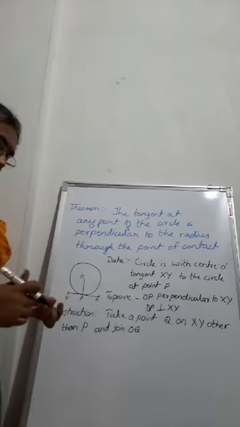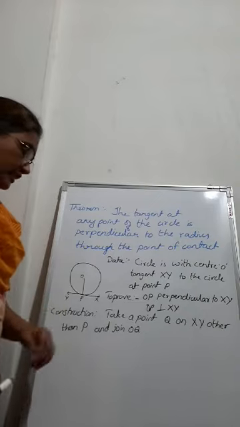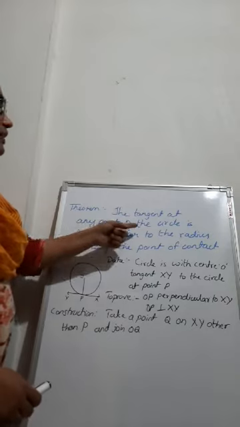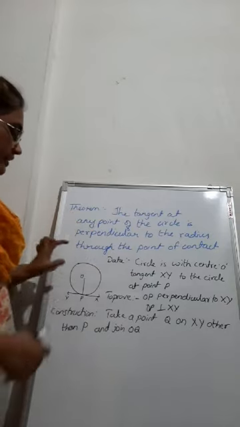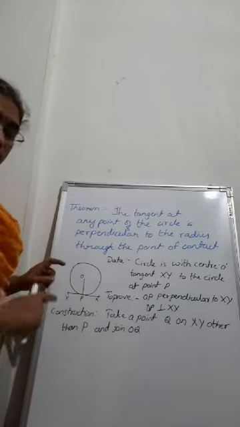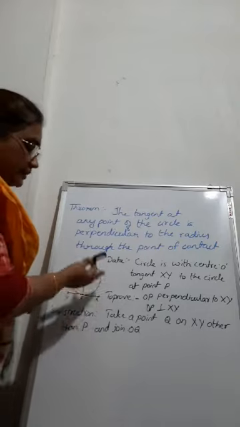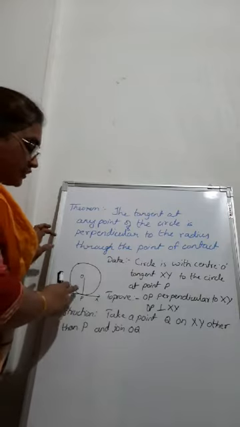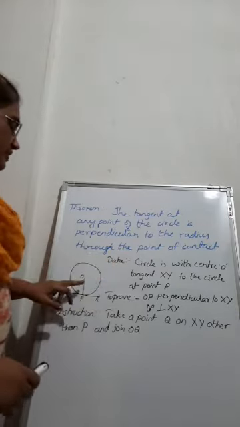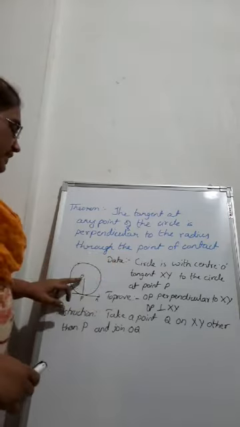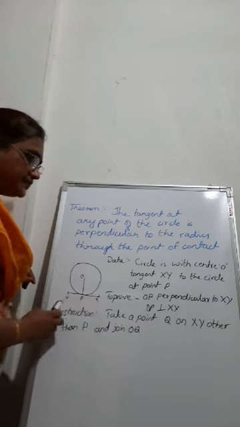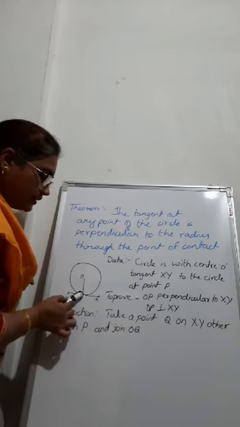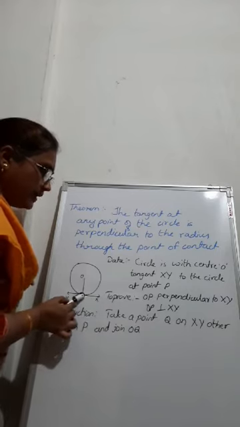Now we will prove the theorem. See, first we have to write the data. What they had given: the tangent at any point of the circle. So here we had taken a circle. I know this is not a perfect circle, but I have drawn it by hand. I have not used any compass. So the circle is with center O. Next, this tangent XY is through the point P. P is called the point of contact because the tangent XY passes through the point P. So XY is tangent to the circle at the point P.